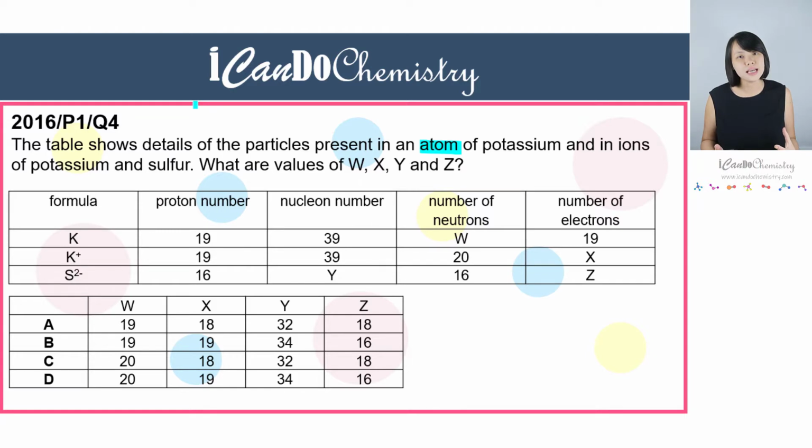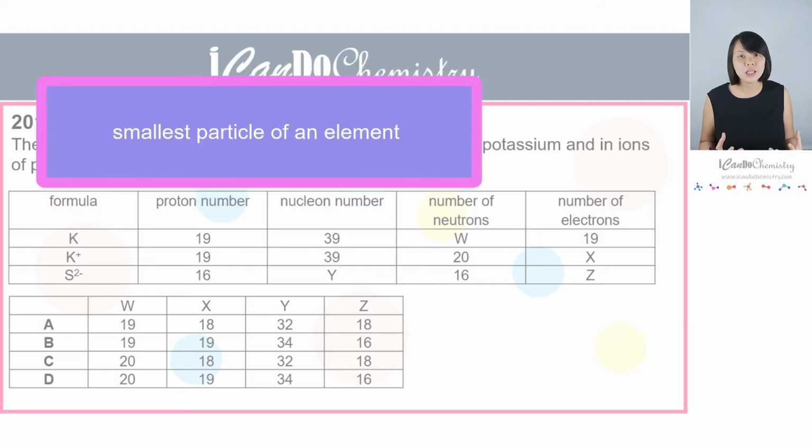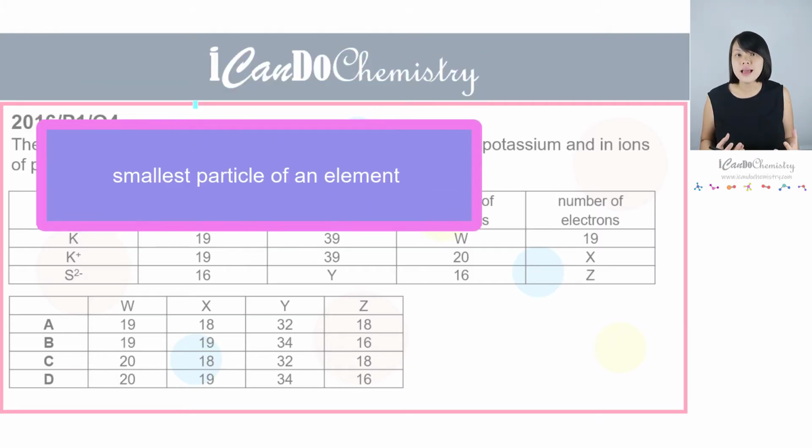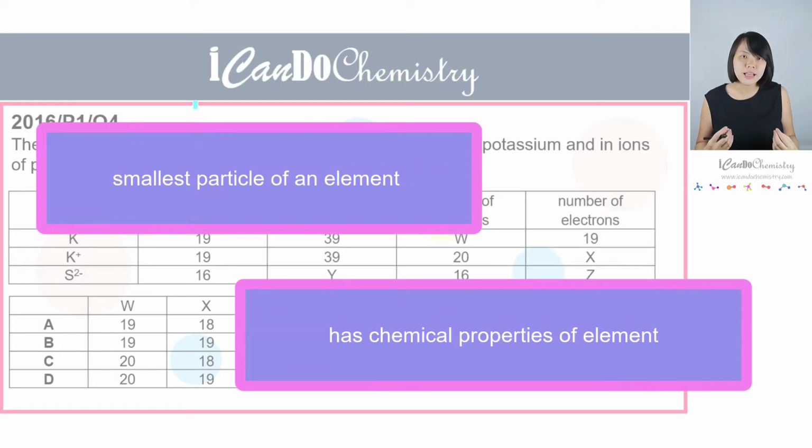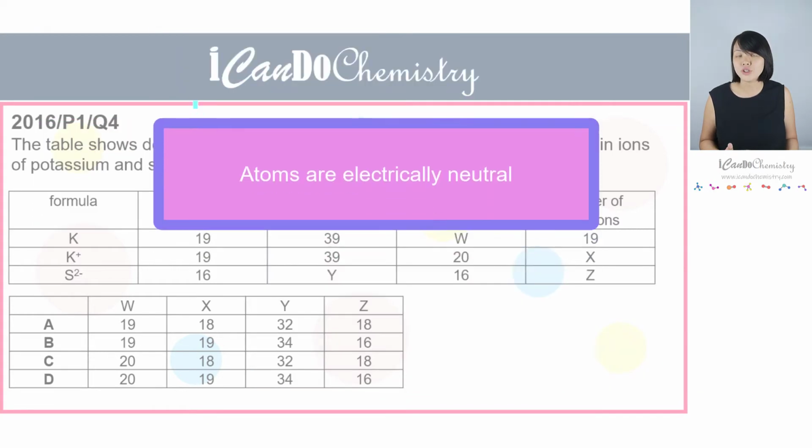We know that elements are actually made of tiny particles, and we call these tiny particles atoms. So each element only consists of one type of atom. Atoms are the smallest particle of an element that has the chemical property of that element, and they are electrically neutral.